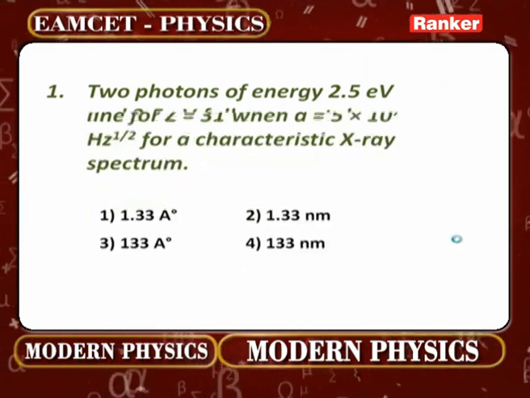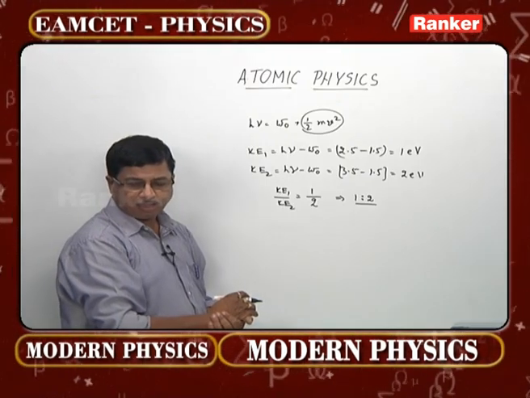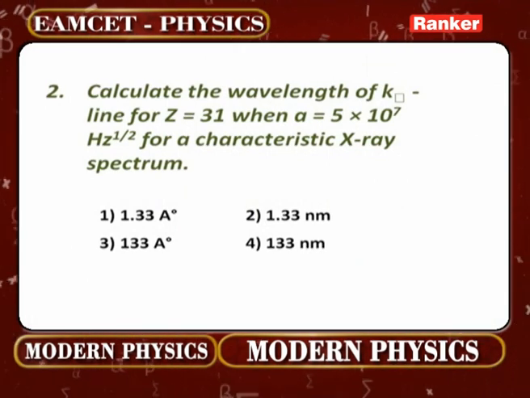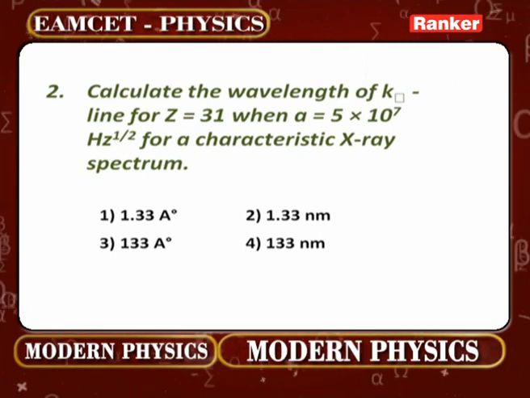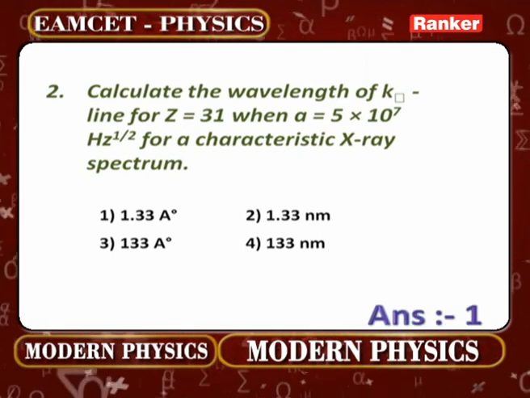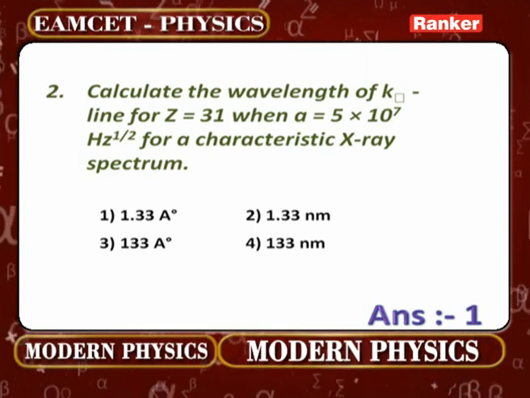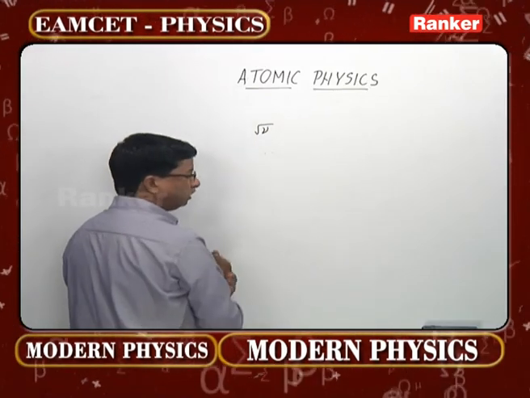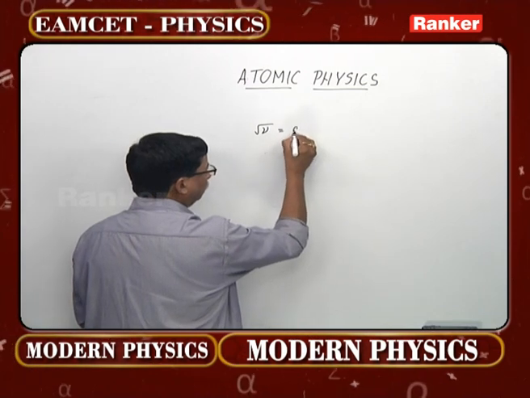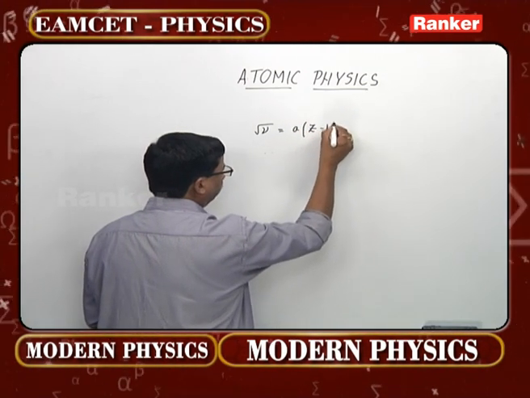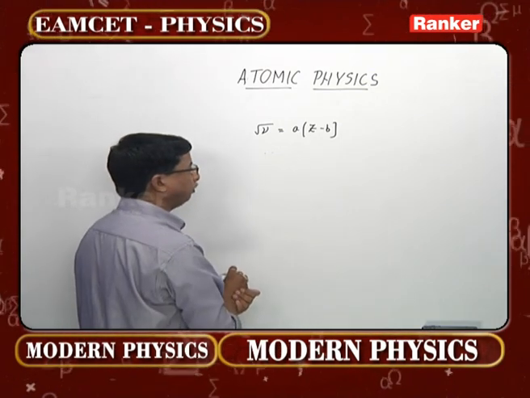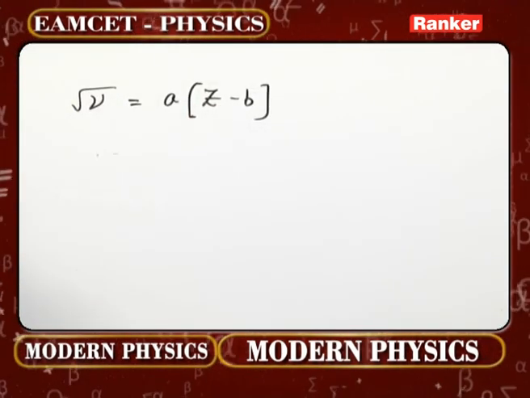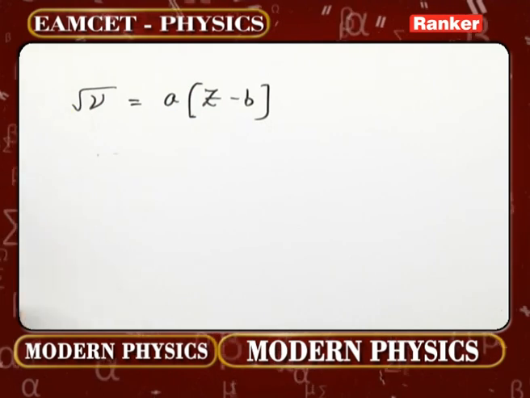Look at the second problem now. Calculate the wavelength of K alpha line for Z equal to 31 when A is 5 into 10 power 7 hertz to the power half, for a characteristic X-ray spectrum. In fact, all of you are familiar. In the case of X-rays, we have even discussed the concept of Moseley's law. Square root of frequency of the spectral line is equal to A into (Z minus B). That is the formula called Moseley's equation. Here Z represents atomic number, and A and B represent Moseley's constants. And of course, nu is the frequency.